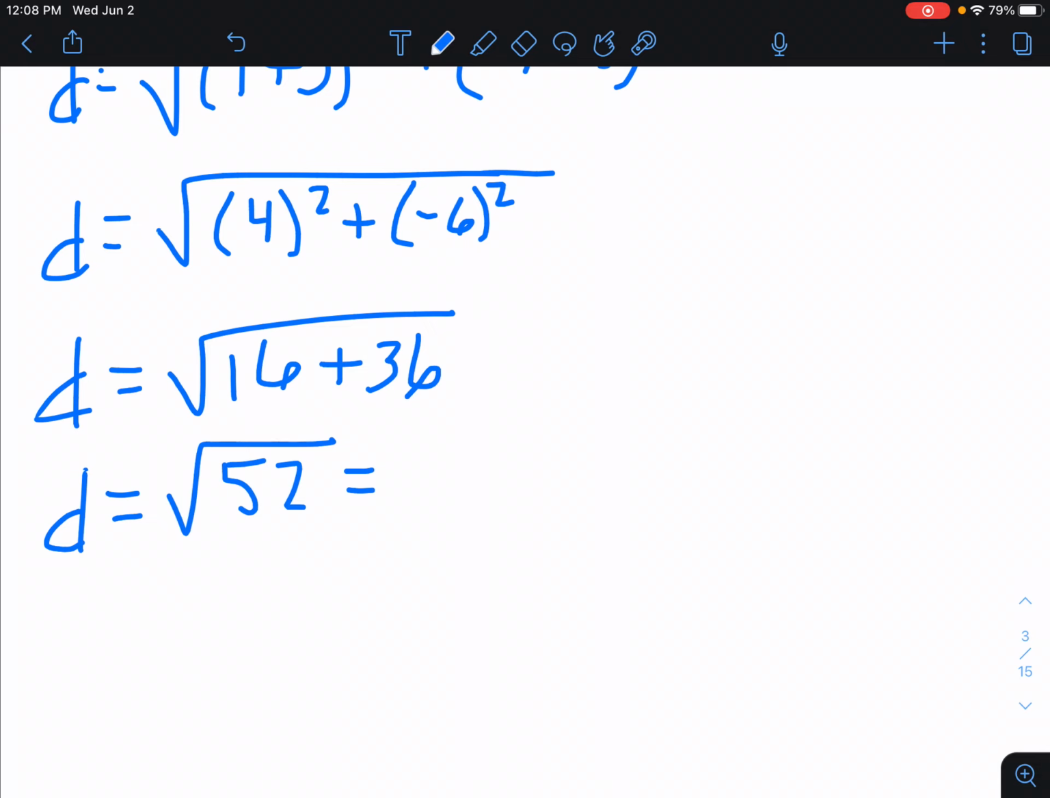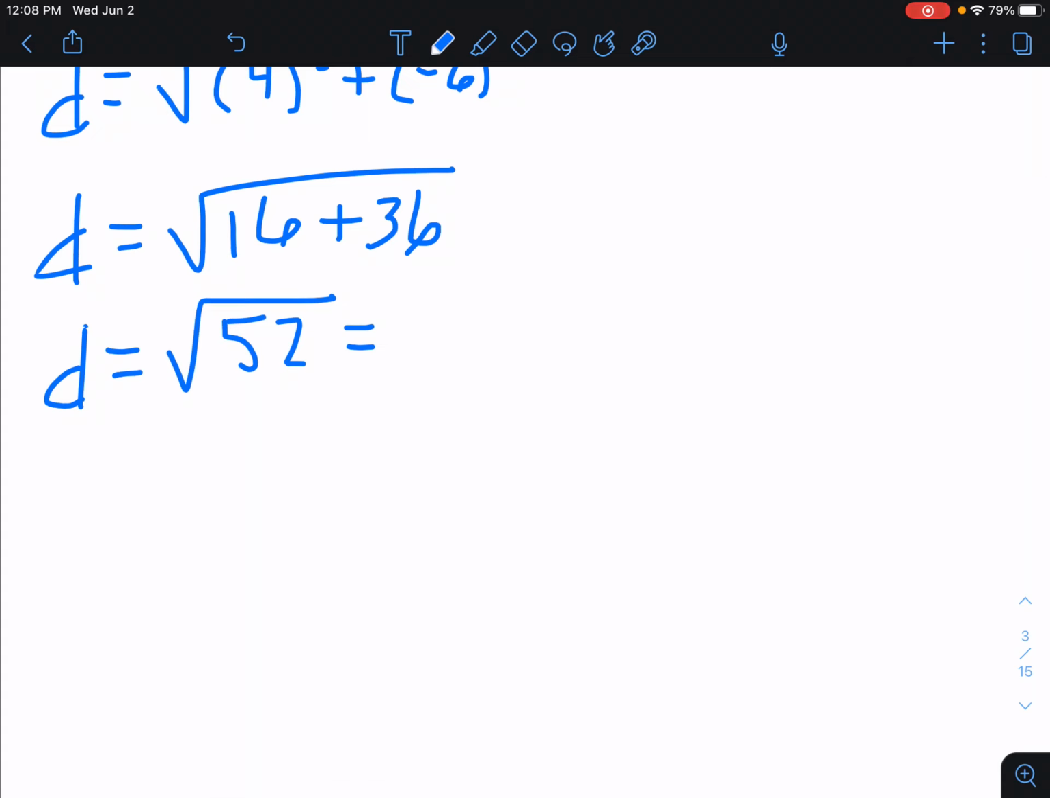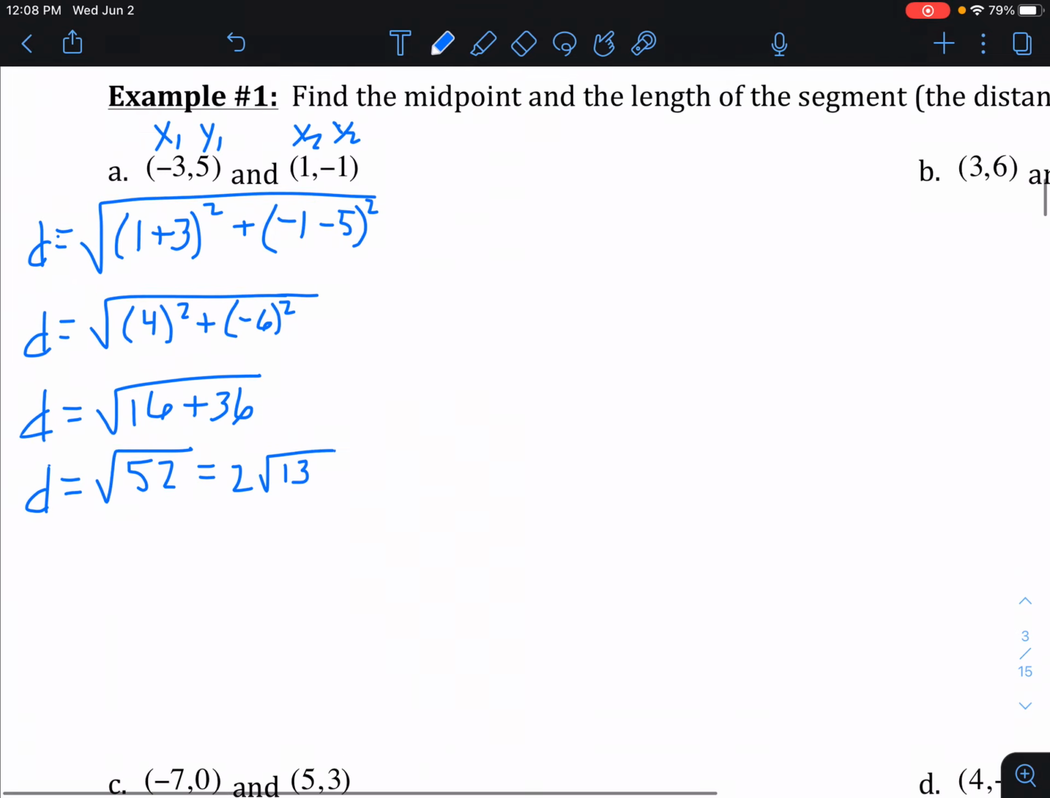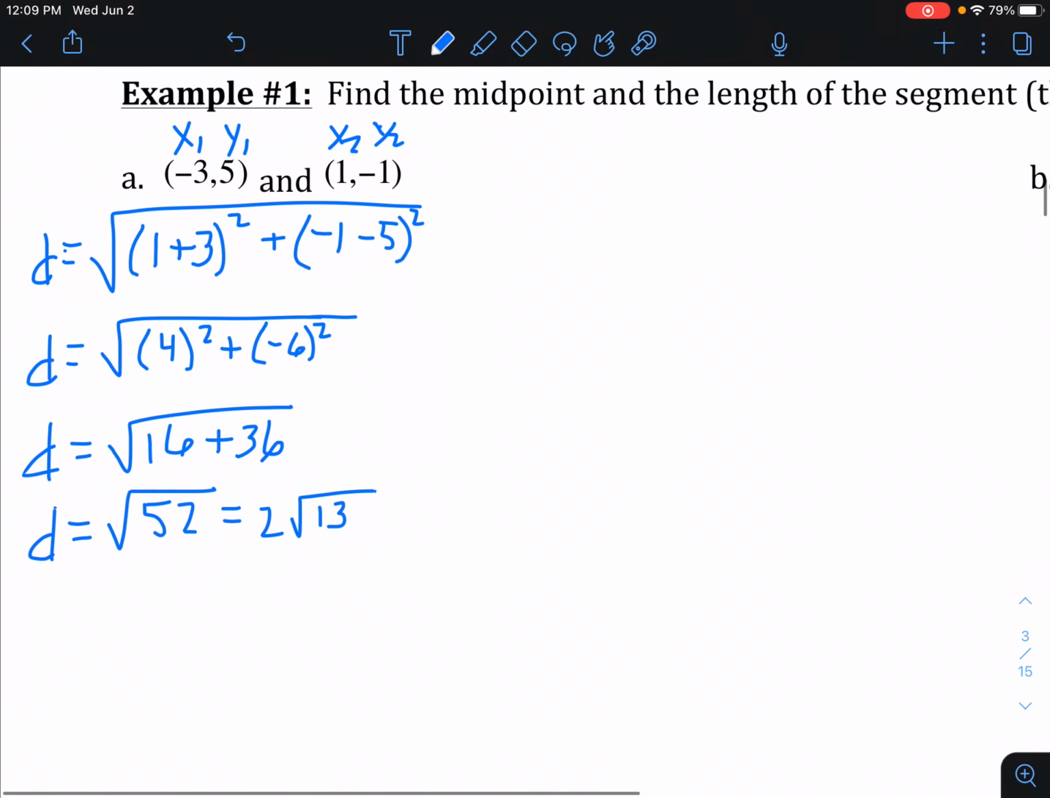And it's up to you guys. I don't mind if you leave it in decimal form. It would be 7 point something. Or if you have it in radical form, this would be 4 times 13. That would be 2 root 13. So again, I'm cool if you put it in radical form, 2 root 13, or 7 point something. All right, and that's distance formula.